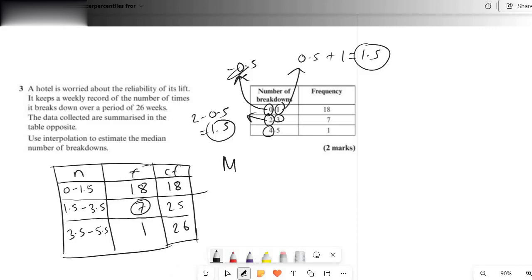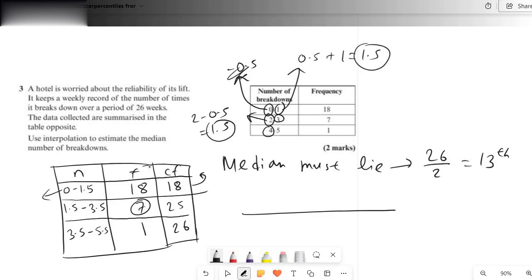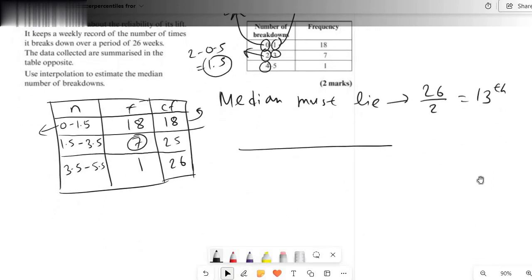Now, because we know that the median must lie at 50% of the data, so it should be 50% of 26, so 26 divided by 2, which is going to be 13. Now let us look at where 13 exists. So the 13th term or the 13th breakdown will be before 18, so therefore the median class will be 0 to 1.5.